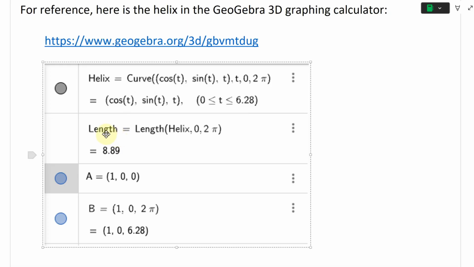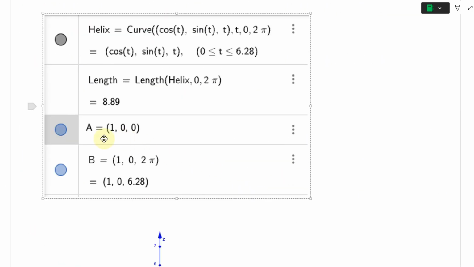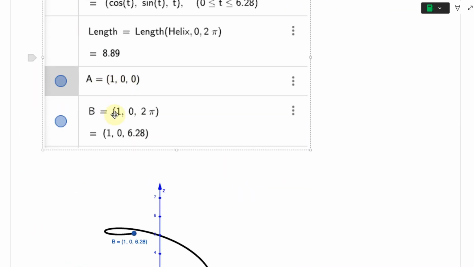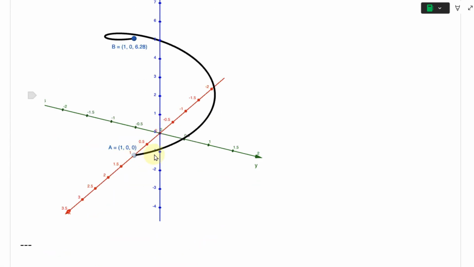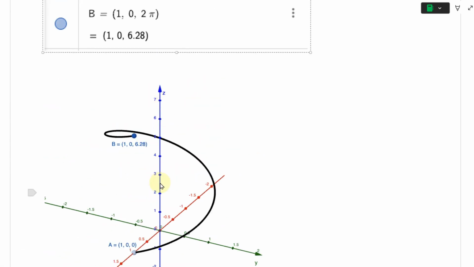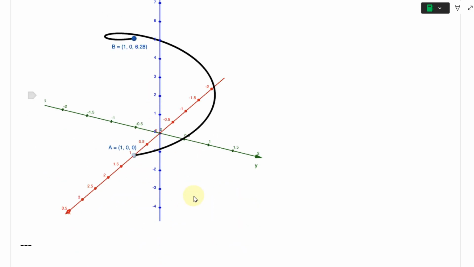And there's also a length function. So you can actually just write length of the helix from 0 to 2 pi, and it gives 8.89. Exactly this. Absolutely fascinating. And then also the points 1, 0, 0, and 1, 0, 2 pi, just to graph it out, and it looks like this. So there it is, exactly it. And I think the scale's a bit different from the x and y, but you can adjust those as you see fit.